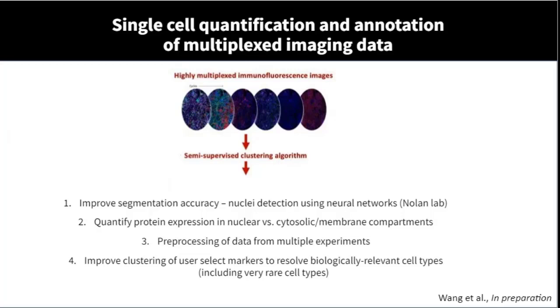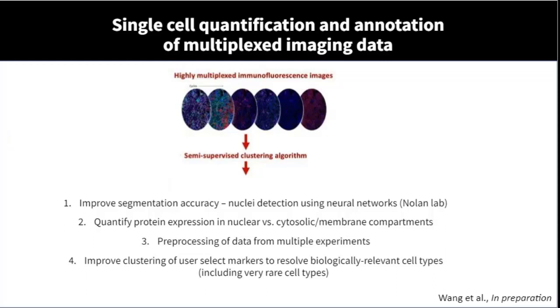This is just simply using masks and expanding the mask of the nuclei and quantifying signal around the nucleus versus inside the nucleus. That's actually able to overcome some antibody non-specificity issues and get us better resolution for nuclear versus cytosolic localization of proteins as well.